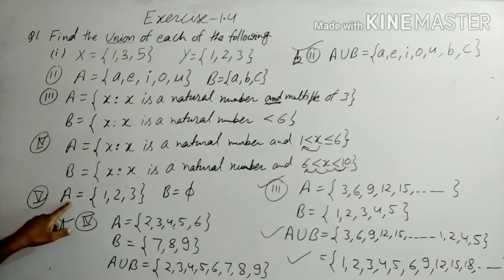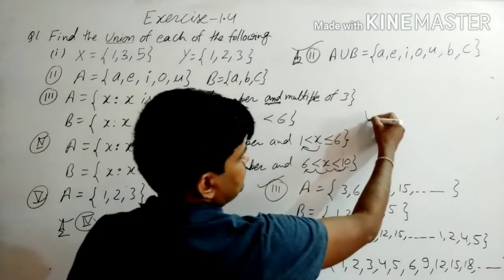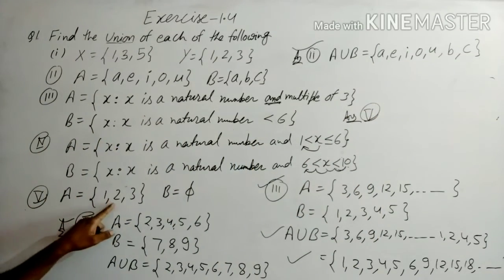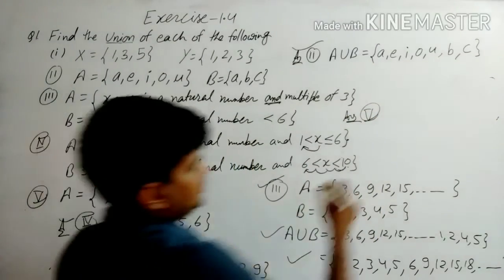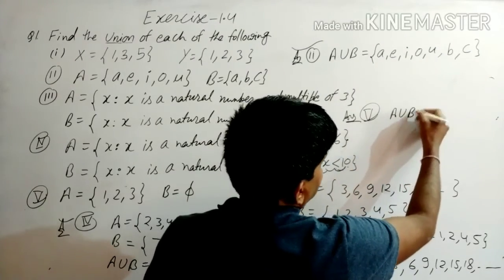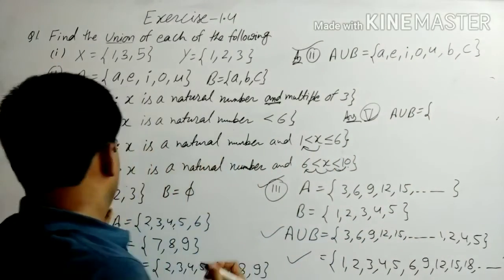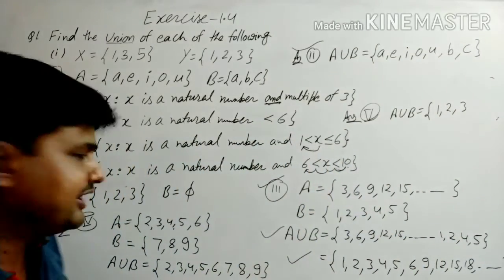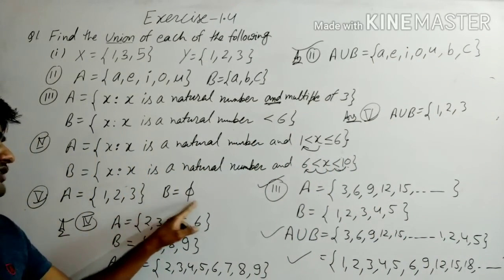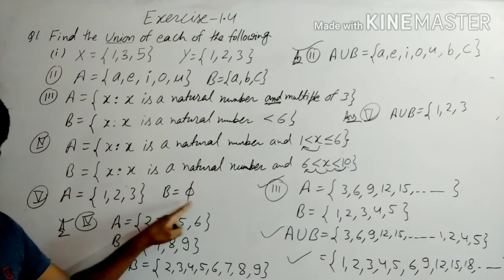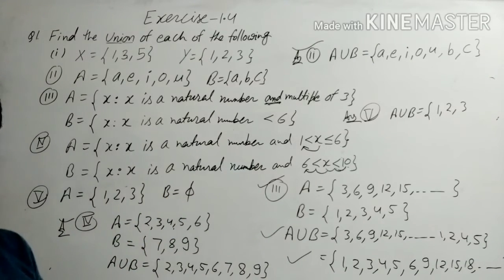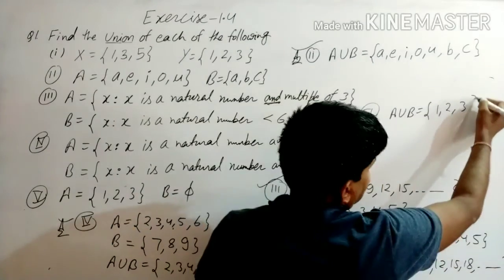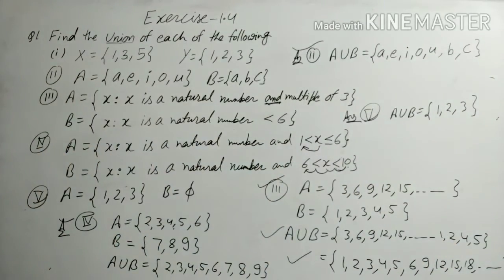Now come to answer number 5. Answer 5: A is 1, 2, 3 and B is the empty set. So A union B equals to 1, 2, 3. First of all write all the elements of set A, then write the elements of B. B is the empty set, which means B does not contain any elements. So our answer will be 1, 2 and 3.